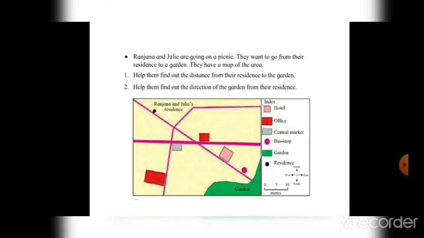Here is an activity you can perform on page number 85. There are two girls, Ranjana and Julie, going on a picnic. They want to go from their residence to a garden. They have a map of the area. Help them find out the distance from their residence to the garden. Help them find out the directions of the garden from their residence.